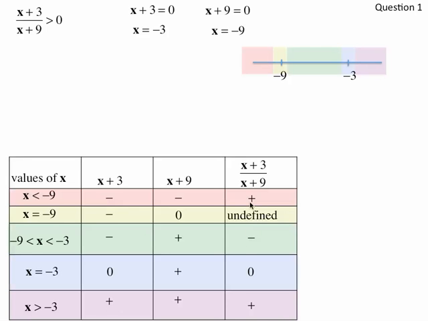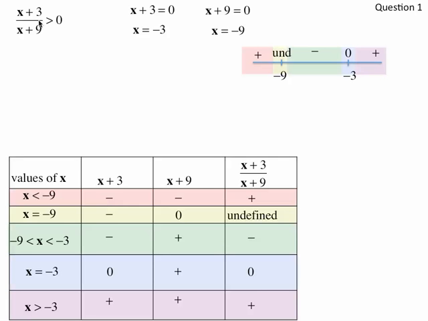So these correspond to the regions. When x is less than negative 9, the rational expression is positive. When x is equal to negative 9, the rational expression is undefined. When x is between negative 9 and negative 3, the rational expression is negative. When x is equal to negative 3, the rational expression is 0. When x is greater than negative 3, the rational expression is positive.